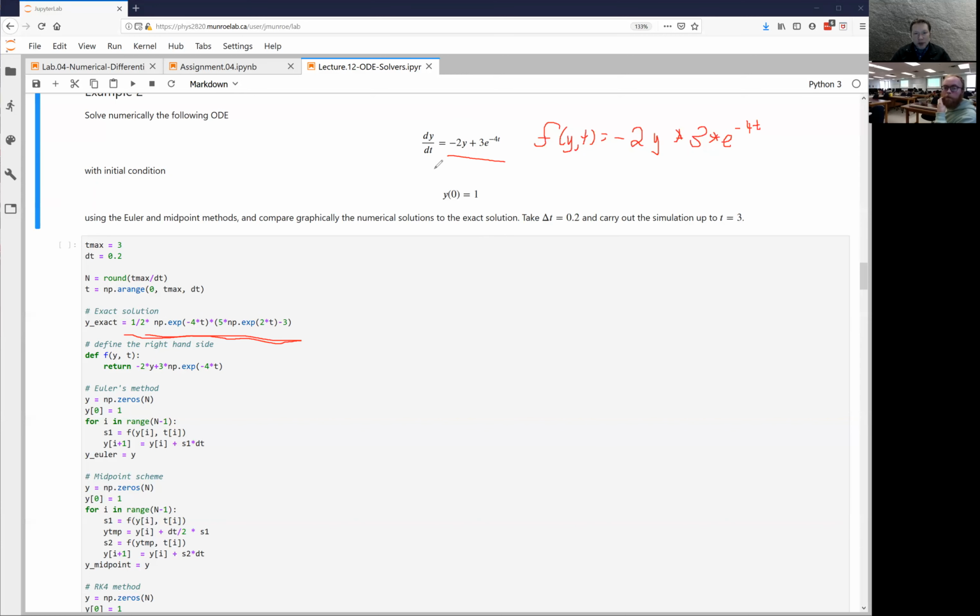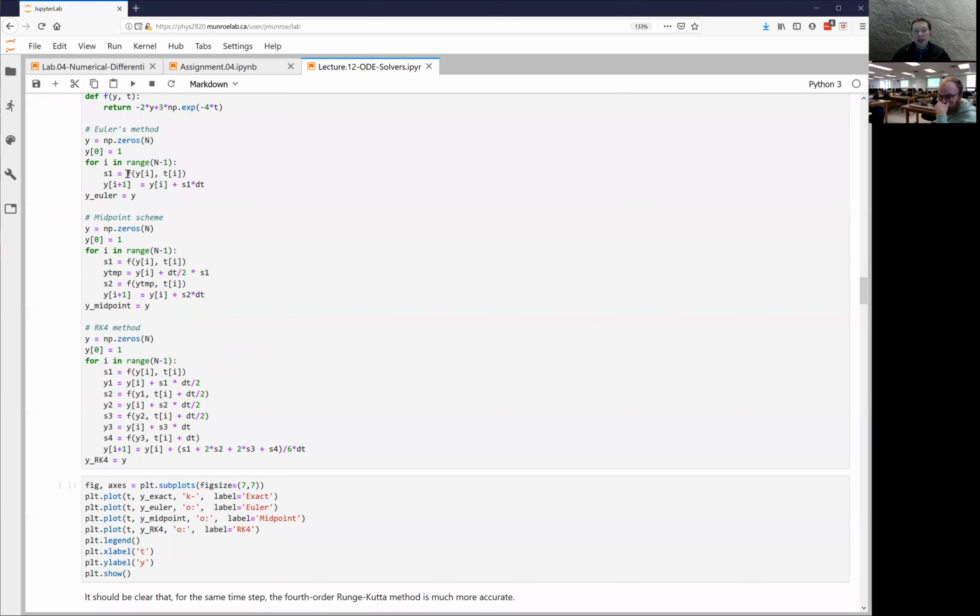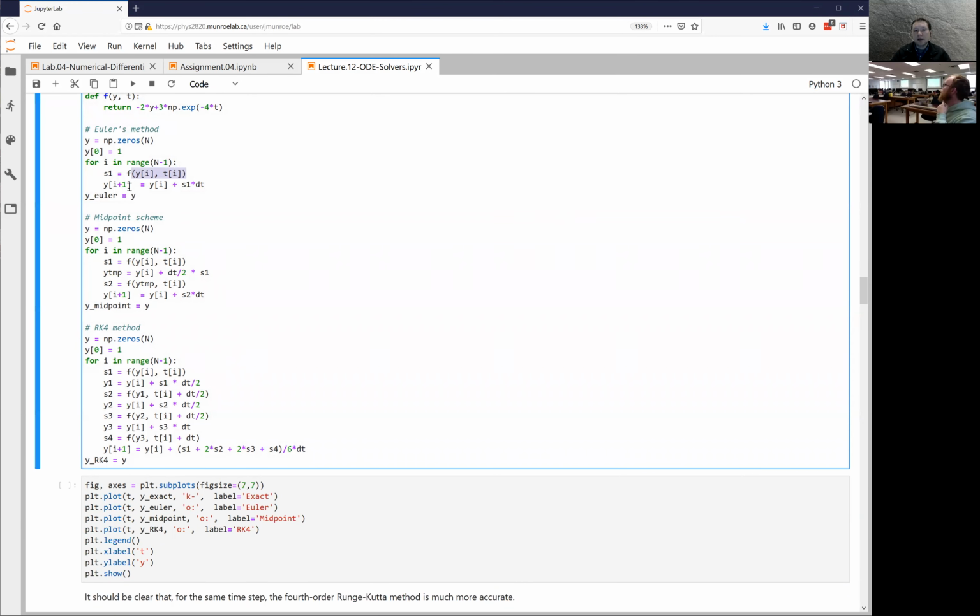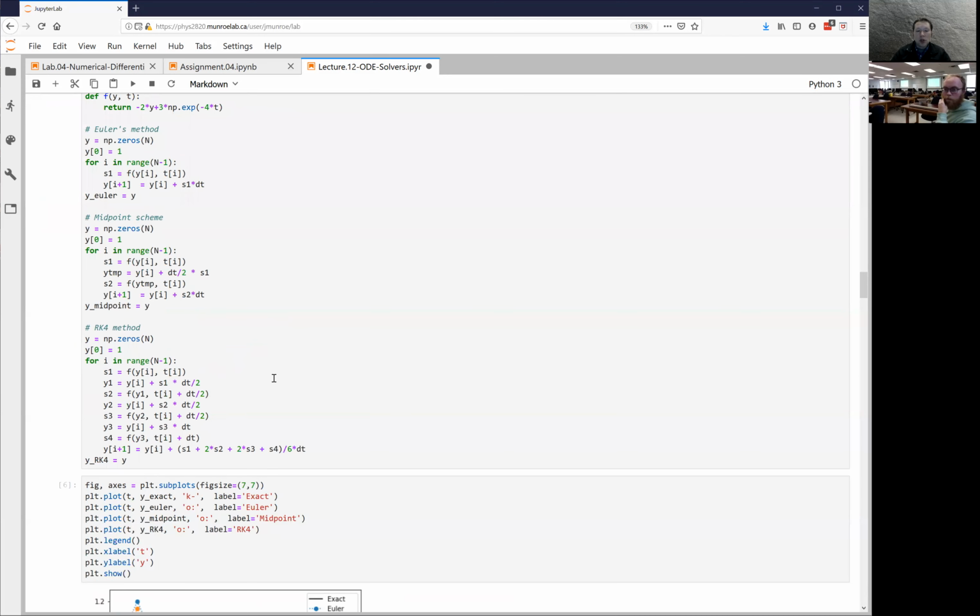Rather than having to code up this function again and again and again, it is easier if we define a standalone function which represents the right-hand side, so that I don't make any mistakes copying the -2, 3, and -4. We can just do this once and create a new function called f of y comma t that runs this. Then the three algorithms are as follows. Euler's method is evaluate the function at the left-hand side, take a full Euler step. The midpoint method is evaluate the function twice. The Runge-Kutta method is to evaluate the function 1, 2, 3, 4 times. And if you run that code, you can compare those.